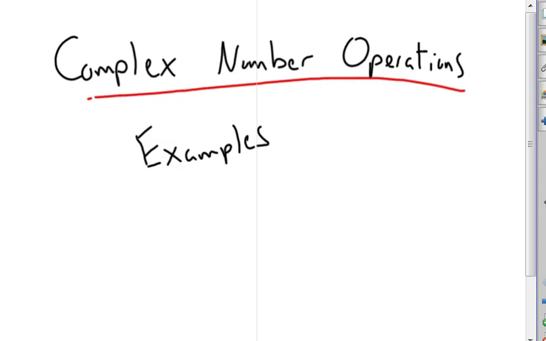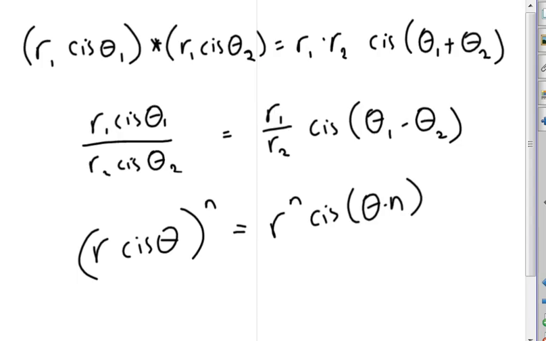Alright, students, this is complex number operation examples where we're going to solve some problems. Just as a reminder, the three formulas that we looked at last time were the product rule for complex numbers in polar form, the quotient rule, and the power rule for complex numbers. If you have numbers in the r cis theta form being multiplied together, you take the magnitudes, multiply them together, and take the angles and add them.